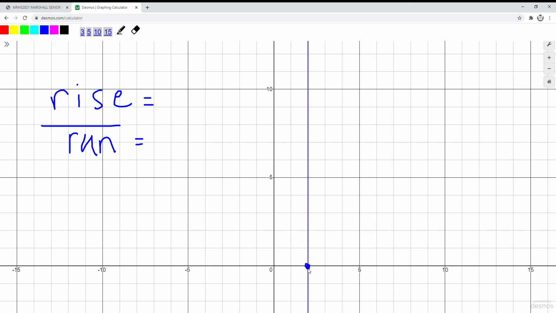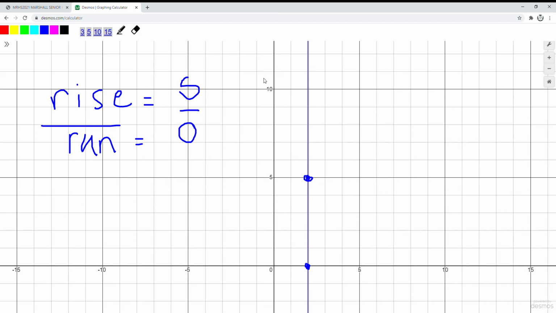Let's say, though, we chose this point and this point. Well, from here to here, it rises 5 units. Okay, sure. But how far does it run? How far does it move horizontally? It doesn't, right? Kind of like how that last problem didn't move vertically, this problem doesn't move horizontally. It doesn't move in the x direction. So I'm going to write a 0 there.